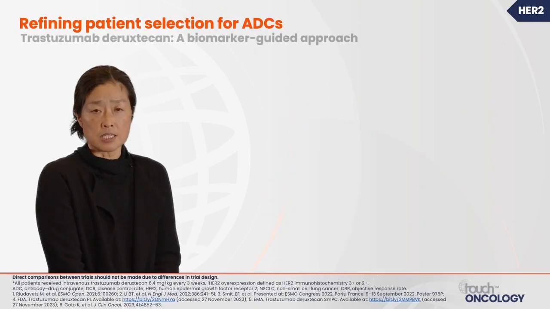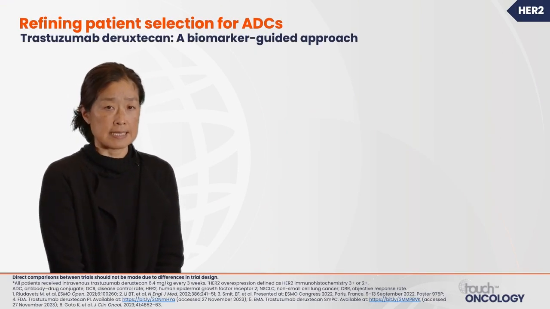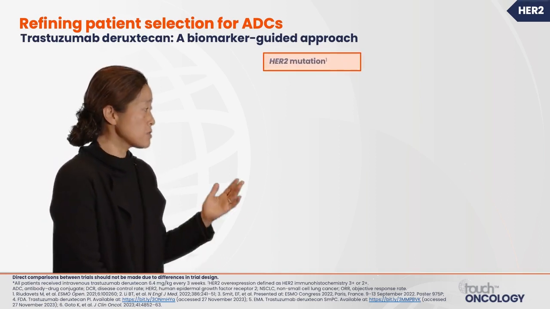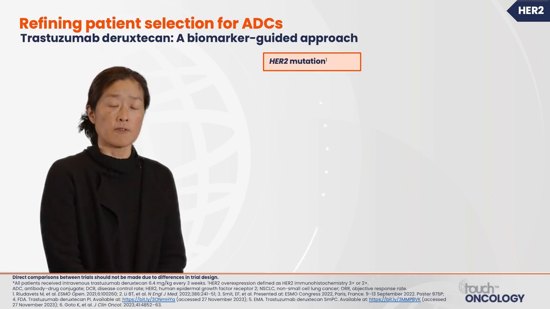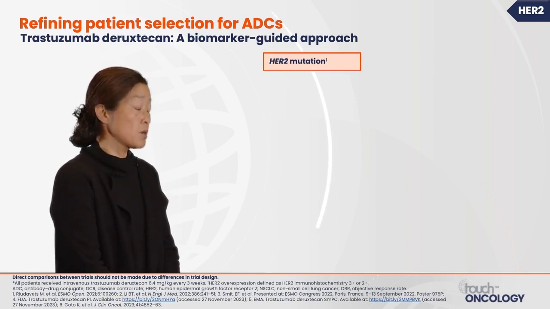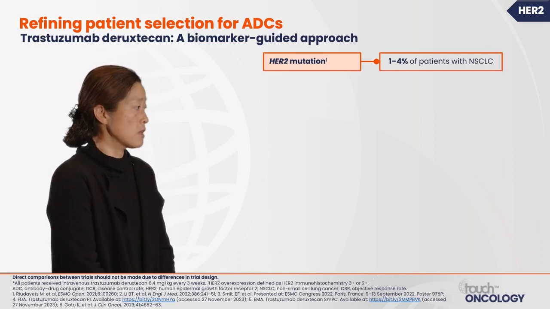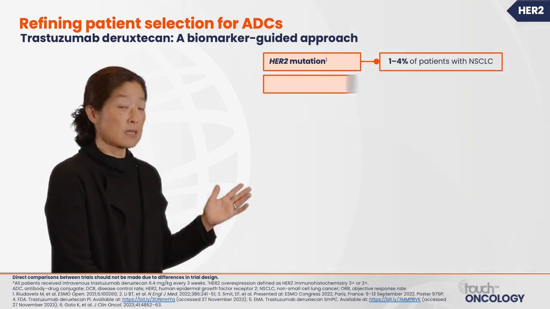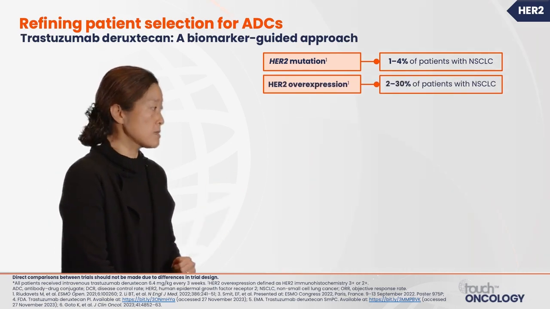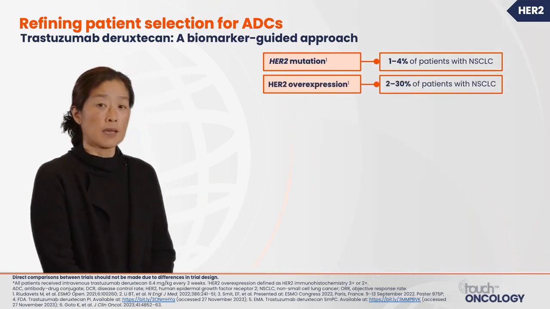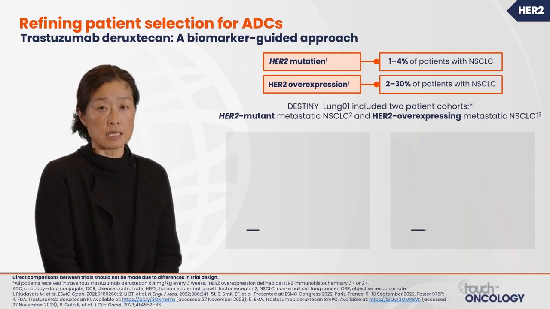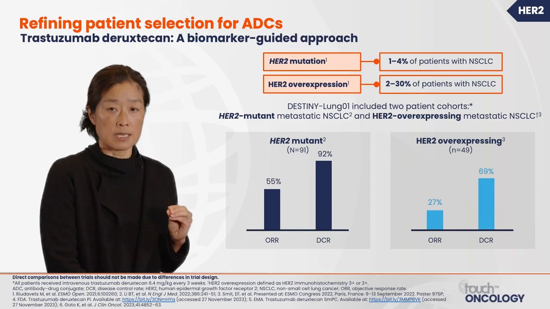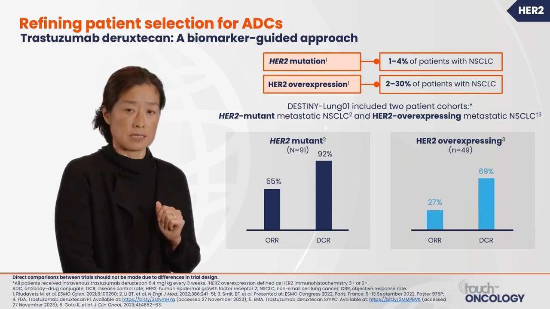Can we refine selection of patients for ADCs? And when we think about things, we think about, is there a biomarker that we can use? And trastuzumab deruxtecan gives us a good example of a biomarker-directed approach. We know that in non-small cell lung cancer, there are about 1 to 4% of patients who have a HER2 mutation. A slightly higher proportion of patients, 2 to 30%, have HER2 overexpression. And when we look at the DESTINY-Lung01 study, this included patients in 2 different cohorts, HER2 mutated advanced lung cancer or HER2 overexpressing advanced lung cancer.